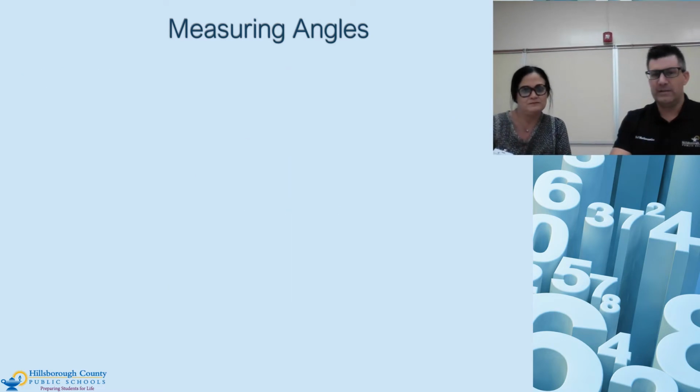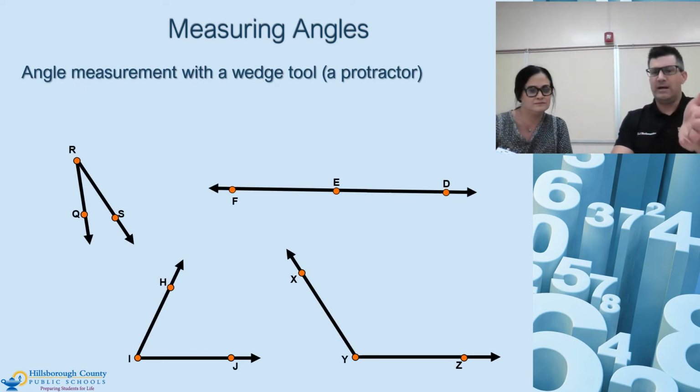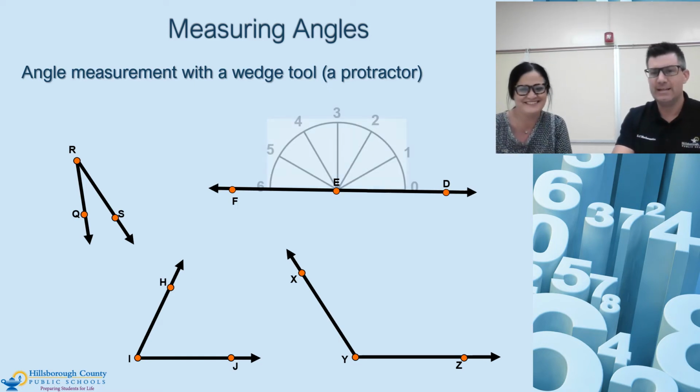And really, they do have a protractor. It's just a different one than we're used to seeing. It's a wedge tractor or something. I don't know, whatever you want to call it. Wedge tool. You can still call it a protractor.